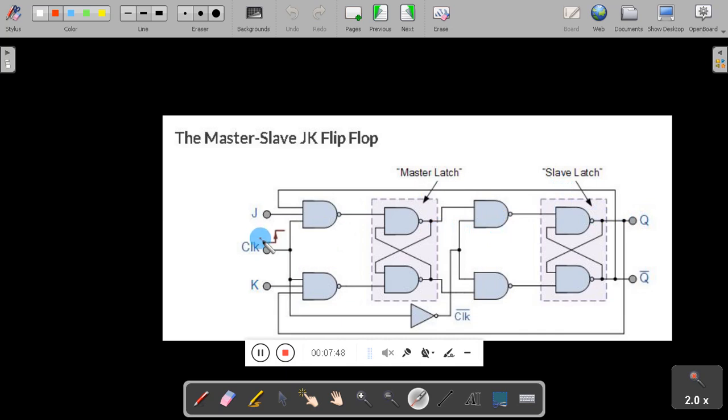So here you can see this clock is given, and during the positive cycle of the clock the master will work, and during the negative cycle of the clock the slave will work. That means during the positive cycle the master latch will work based on the inputs J and K, and that will provide the output to the slave, which will feed the slave, and the slave will work during the negative clock cycle and provide the final output.